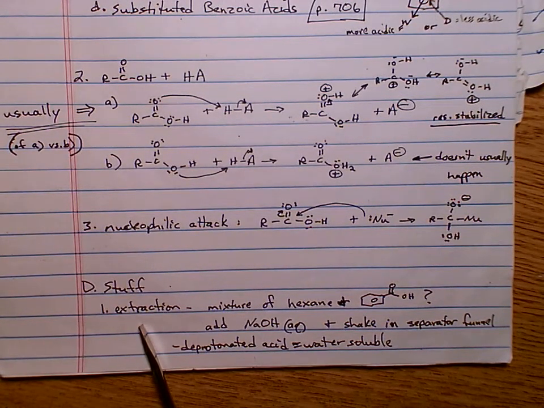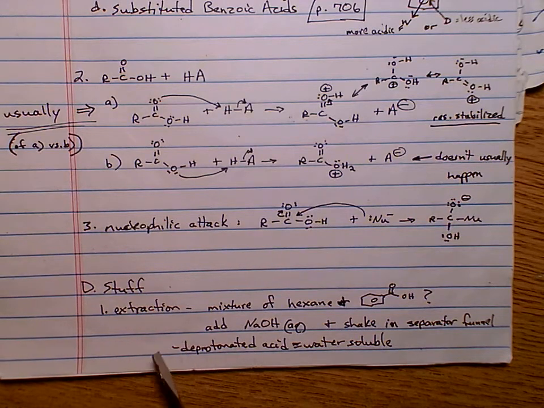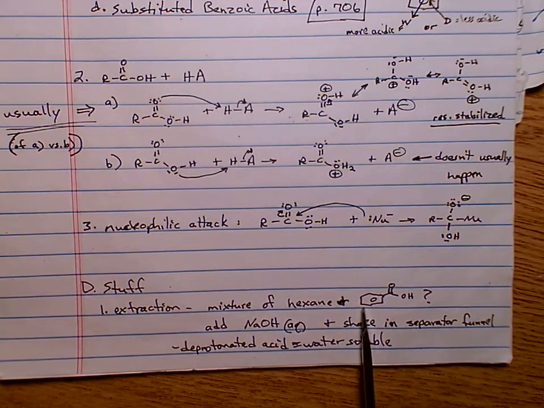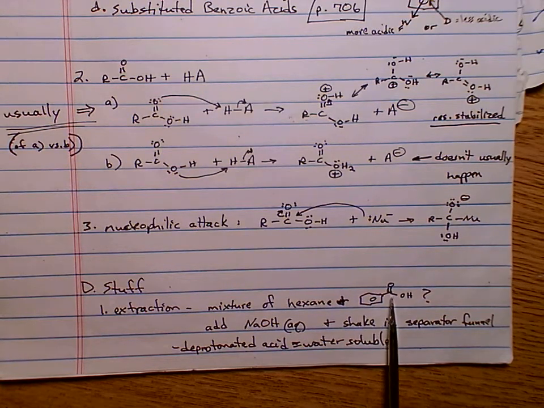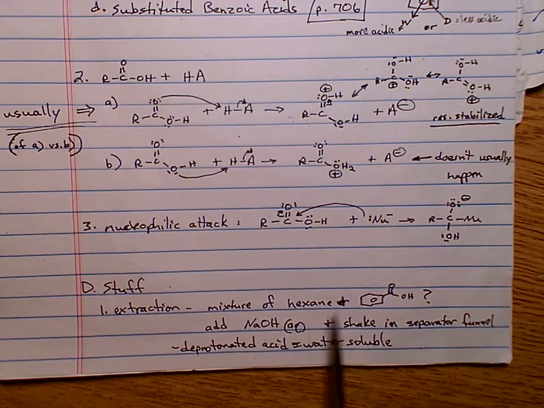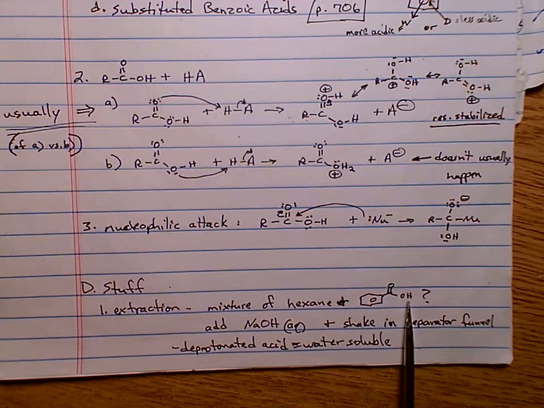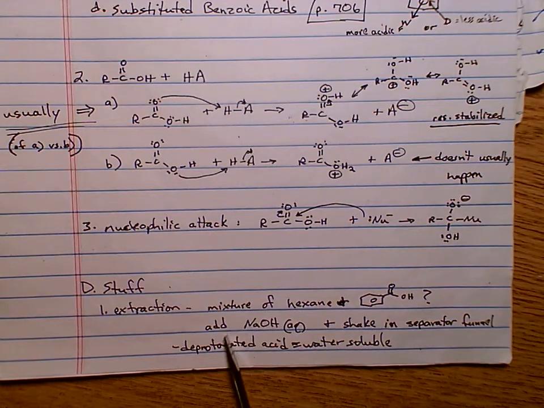Extraction: recall from good old Organic 1 that if you had, say, a mixture of hexane and benzoic acid, with 7 carbons, it'll dissolve in hexane. How do you separate the two? Well, you add sodium hydroxide, because note, sodium hydroxide will react with this to make sodium benzoate, which is an ionic compound, and now it is water soluble.